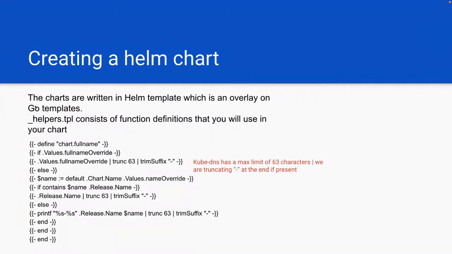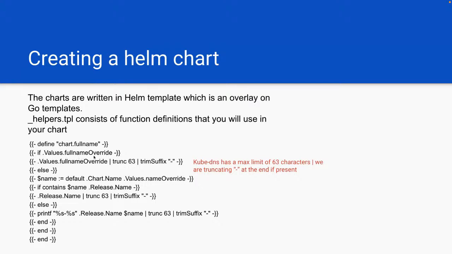The next part is helpers.tpl. This is where the respective functions are written, and I will show you the function itself. This I'm just showing you for a high level. Your helpers.tpl has all the Helm functions that you want to create and that you will utilize within your Helm chart. So here I have defined a function called chart.fullname.